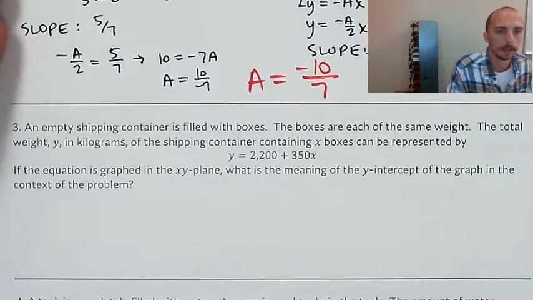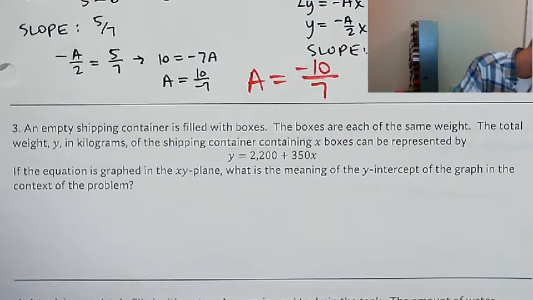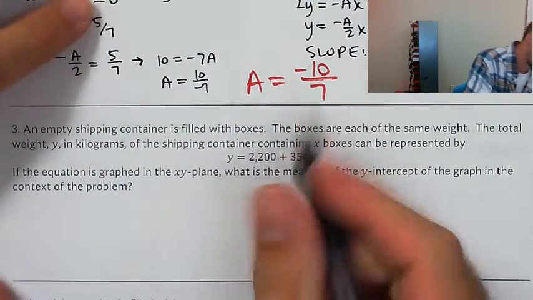Okay. All right. An empty shipping container is filled with boxes. The boxes are each the same weight. The total weight y in kilograms of the shipping container containing x boxes can be represented by y is 2200 plus 350x. If the equation is graphed in the xy plane, what's the meaning of the y-intercept? Okay.